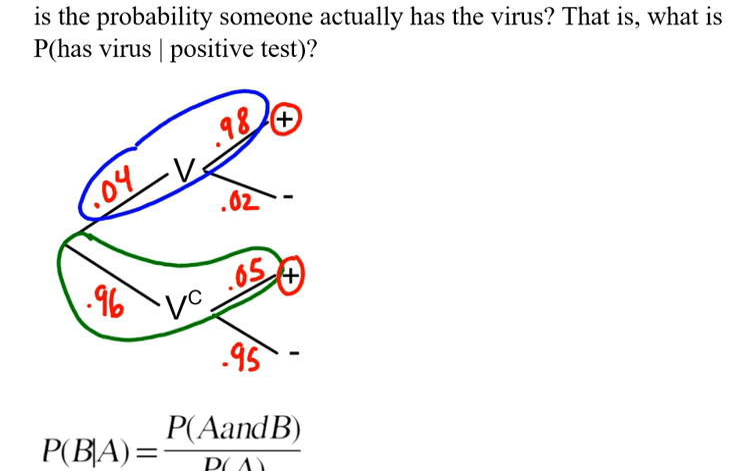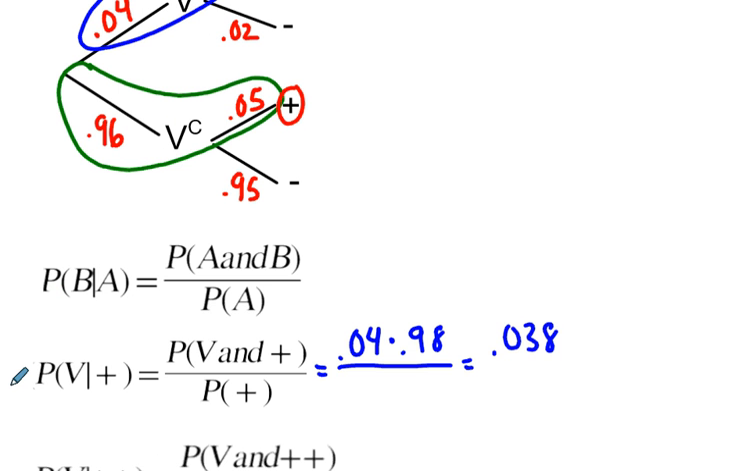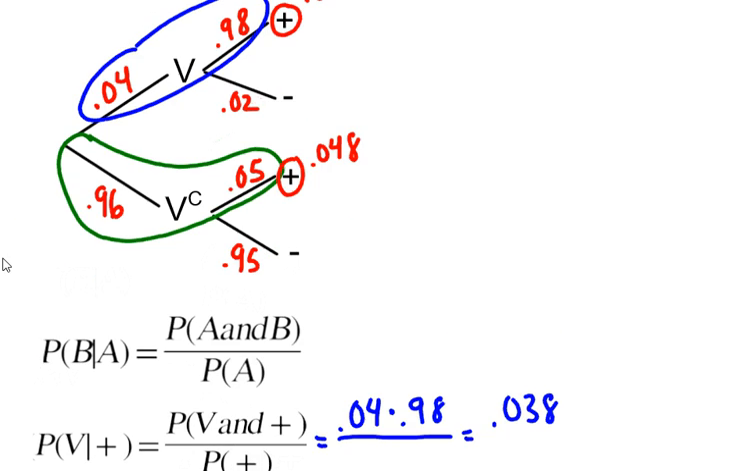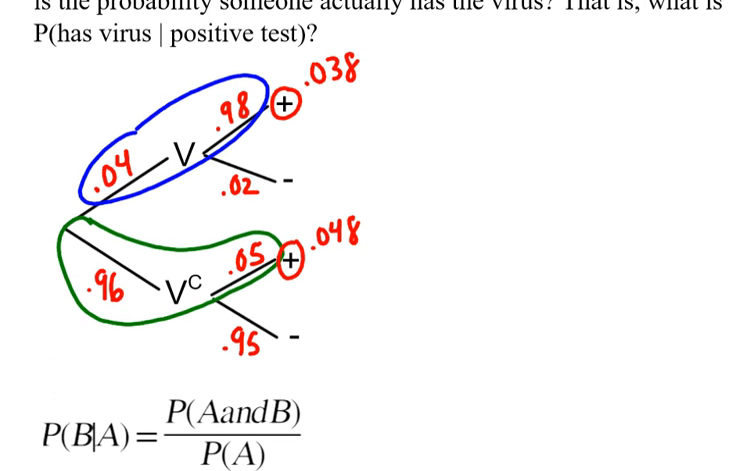So this first branch was 0.038. This bottom branch, I need to calculate is 0.96 times 0.05, which is 0.048. And I need to add those two because those are the two ways that I could actually get a positive. So 0.038 plus 0.048 is 0.086.